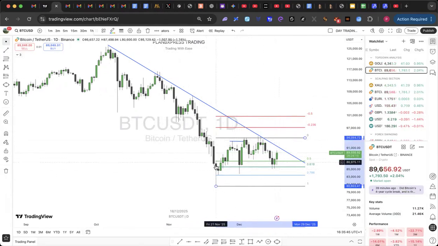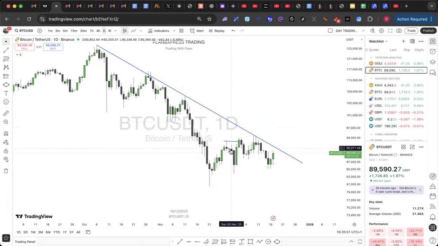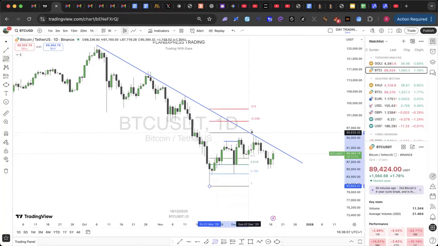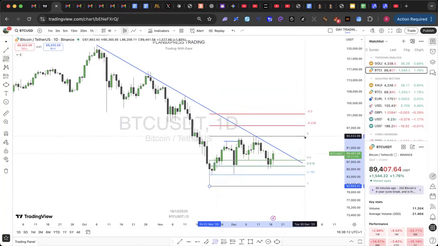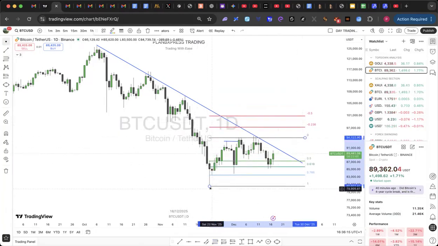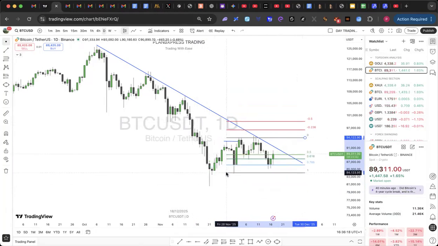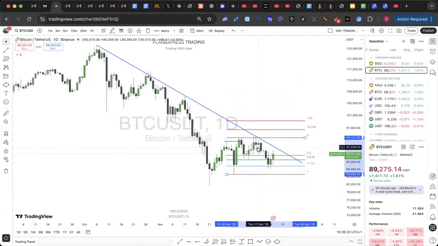Now, returning back to this point, it now becomes a support, okay? So it created a support and then came back to it. So here, the market broke this structure, okay? Then it returns back to this point. So you can see what Bitcoin has been doing, right?